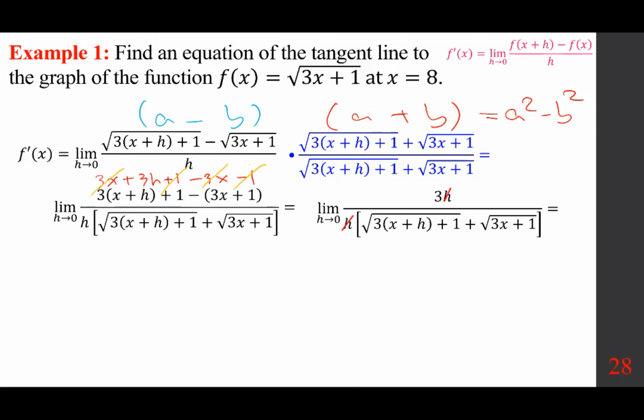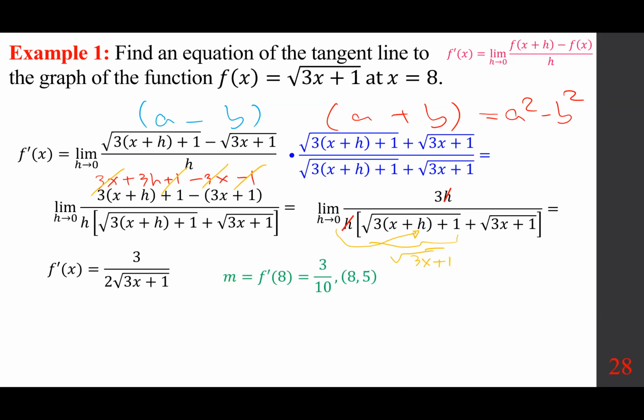And now if I plug in, now I can plug in. And I hope you realize the first radical and the second one become the same, 3x plus 1. So this, when we plug in, becomes the square root of 3x plus 1. So we have 2 of them. And now, what is f prime of 8? If I plug in 8, I get 3 over 10.